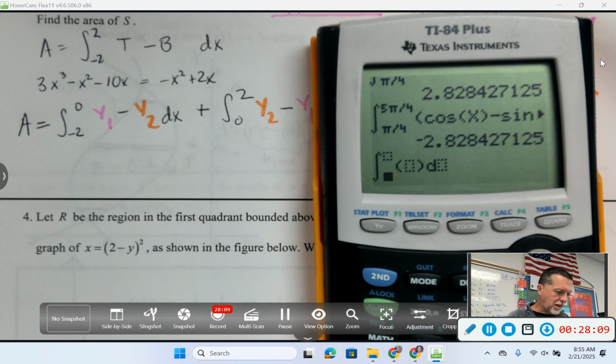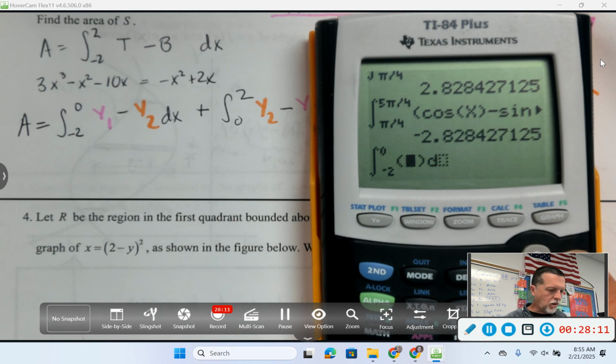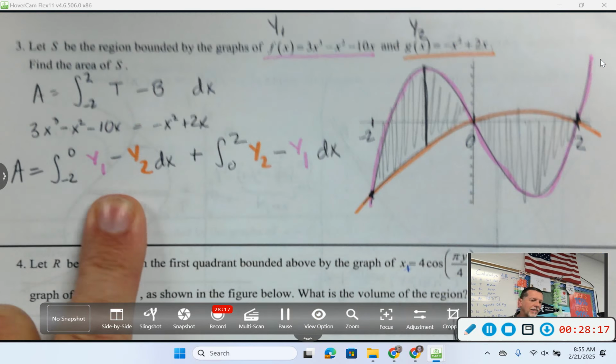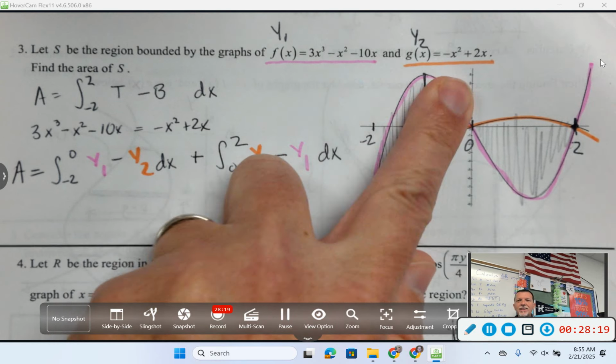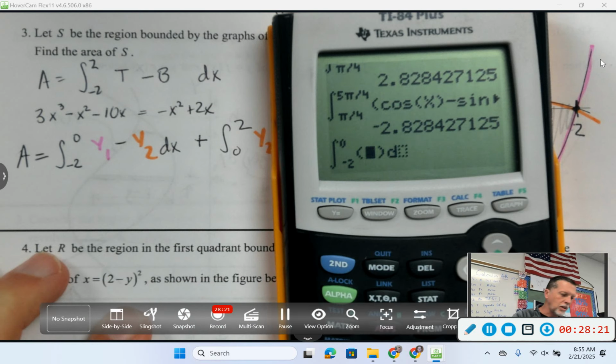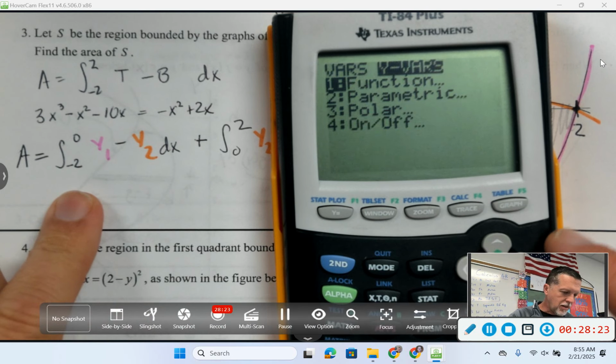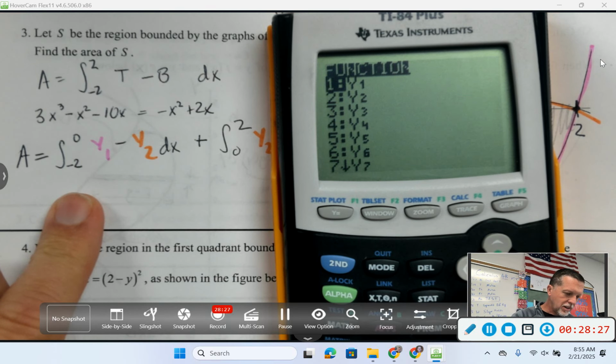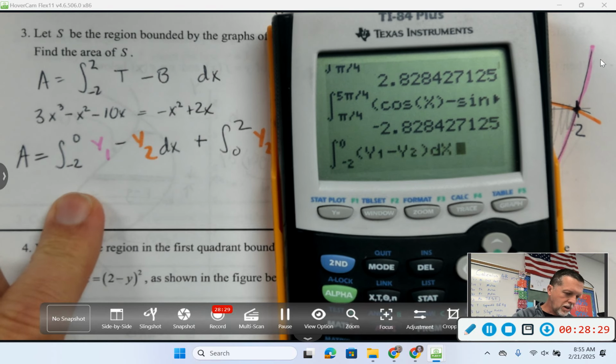So math 9, -2 to 0. Here's another advantage of putting those in for y1 and y2. I don't have to type out all of that in either spot. I can just put in vars y1 minus vars y2 dx.